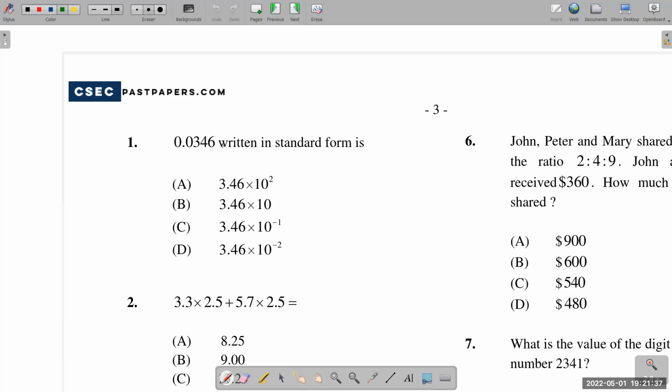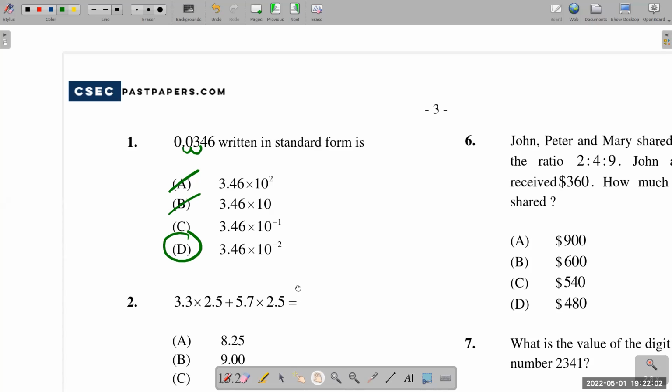Write this number in standard form. This number is less than 1, so we know the power can't be positive. So it can be A, it can be B. And we need to see how many times we need to move the point so that 1 digit is in front. So 1, 2. It is -2, Austin. See that? Be careful.